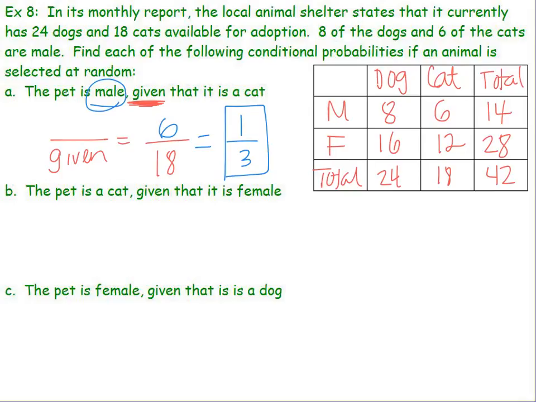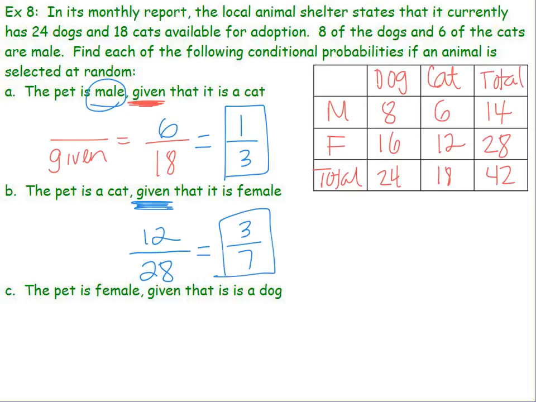We are trying to find the probability that the pet is a cat given that it is female. So our focus, first of all, is females. How many total females were there? Well, there was 28 total females. Of those 28 females, we want to find out what's the probability that we have a cat. Well, there are 12 cats that are also female. So 12 out of 28 was your starting fraction, but we can reduce both of those by 4, and it reduces to 3 out of 7. Let's see how you did on the last one.